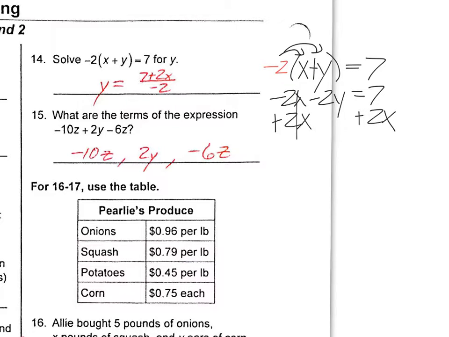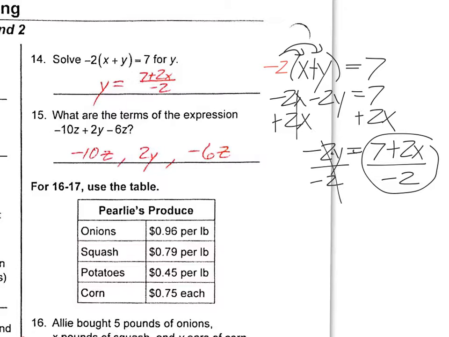Again, I can't add 7 to 2x because it doesn't have an x with it. So I get 7 plus 2x. Then I got to get rid of the -2. That's multiply, so divide by -2 on both sides. And then that's what we got up there. Okay, number 15, what are the terms? Well, it's just straightforward, so you can look at that.